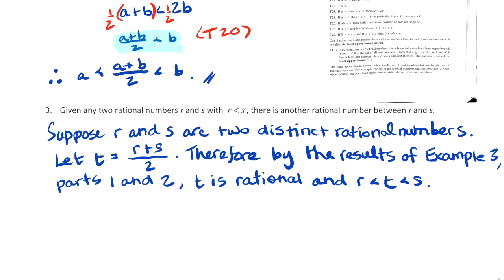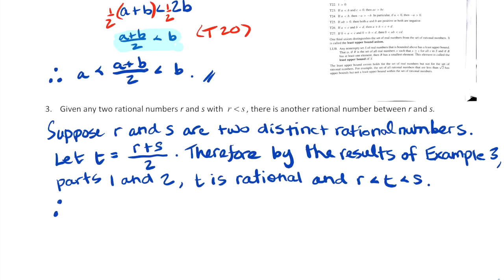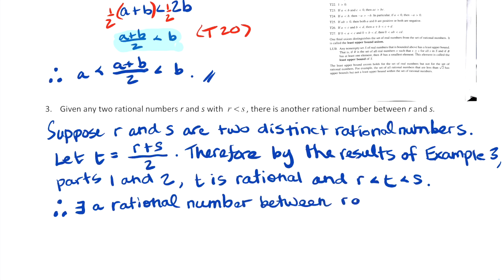And that's what we needed to show, right? If you want, you can restate it in words. You could say, therefore, there exists a rational number between r and s. Cool, cool?